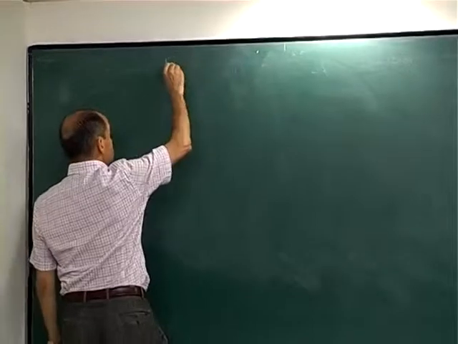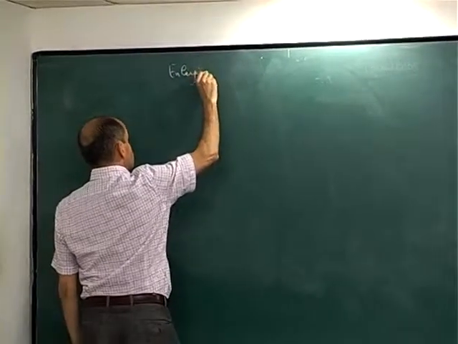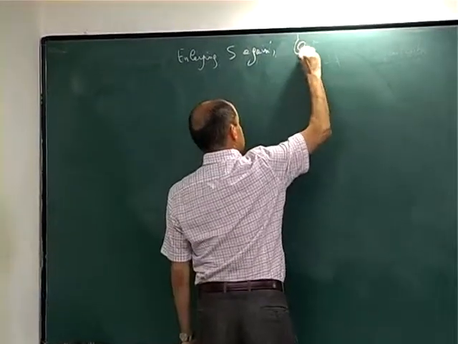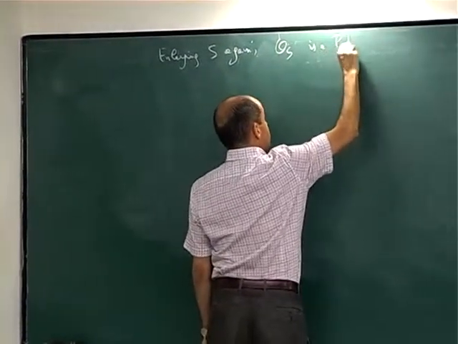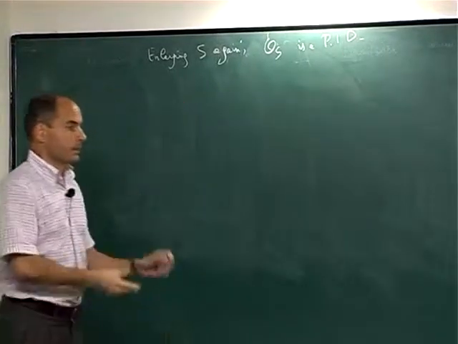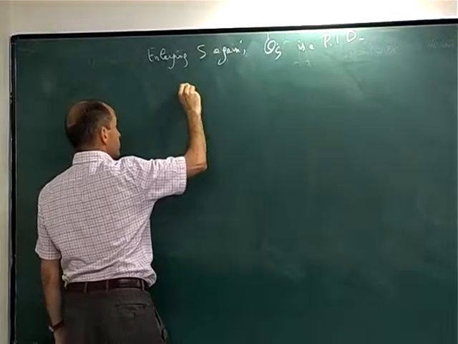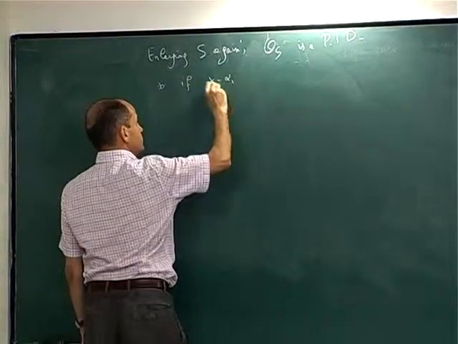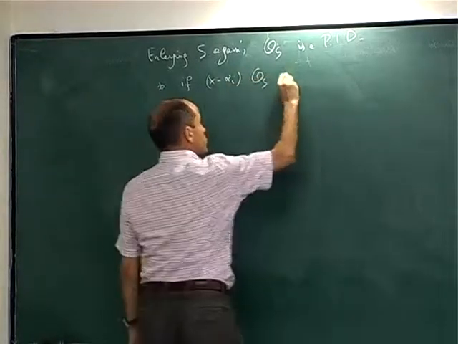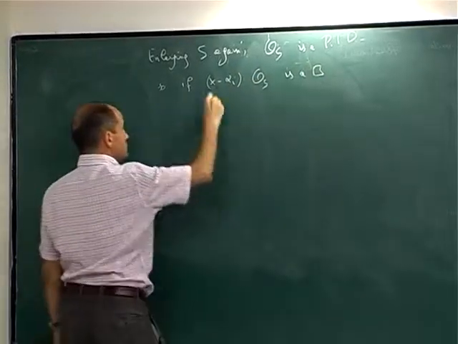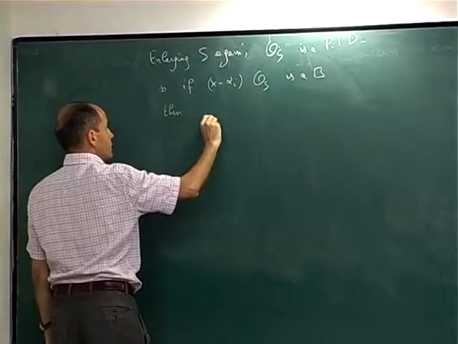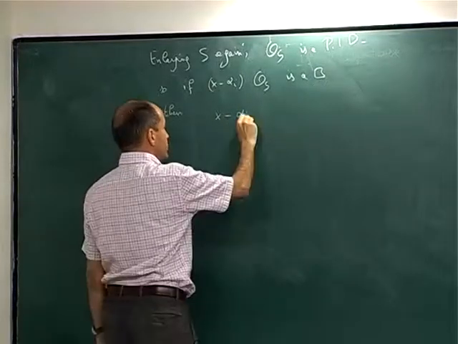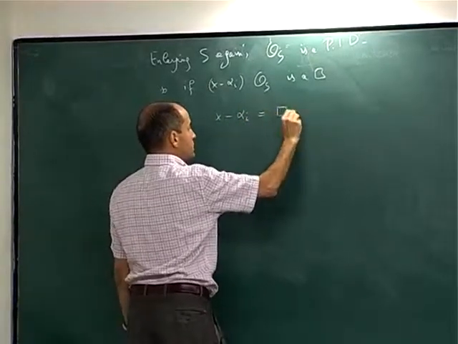So enlarging S again, you can suppose that OS is a principal ideal domain. So if the ideal is a square, then x minus alpha i will be a square times a unit.